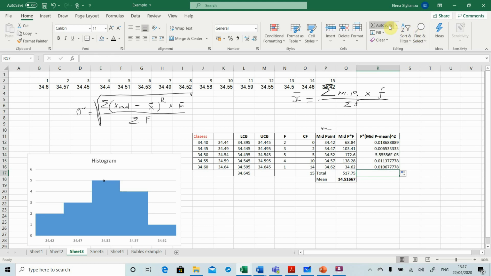Okay, so now we have to calculate the total. So we add all those quantities together. And now we divide by the sum of frequencies. So basically we're calculating the average of those distances from the mean and dividing by 15. So this value is showing us a standard deviation.